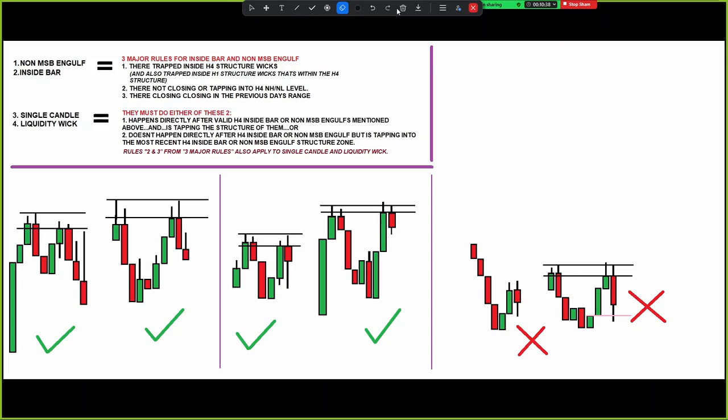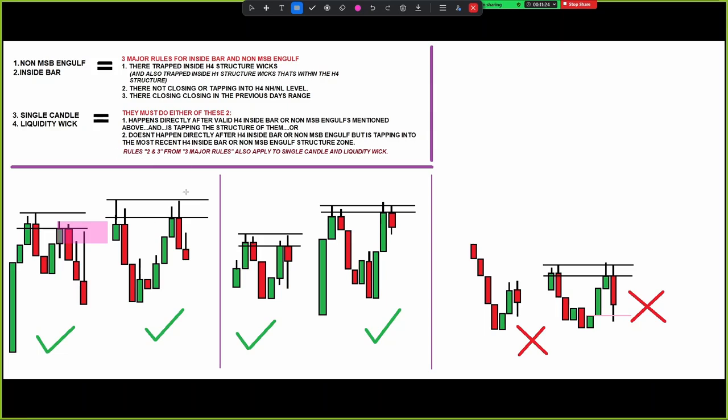Let's actually just draw the zone, how it would look. When I say it has to tap structure, how does that look? It would be the same thing as when you normally mark your zones. So that would be the zone of your structure that needs to be tapped by your single candle. You can see this bearish single candle is tapping into the zone, so that's fine. Once this is closed, you would be looking for sells after. Same with this candle. Once it's closed, you'll be looking for sells after.